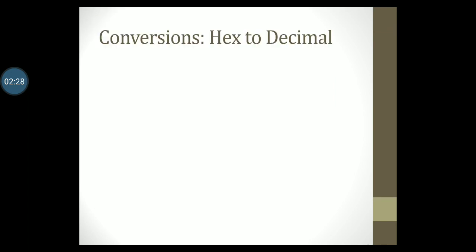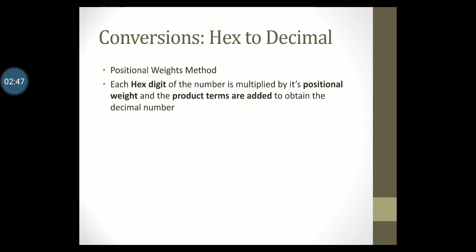Now let's talk about conversions. Firstly, how do we convert a hexadecimal number to decimal? In this method, we usually use the positional weights method, a method very similar to conversion of a binary number to decimal. Each hexadecimal digit of the number is multiplied by its positional weights and the product terms are added to obtain the decimal number.